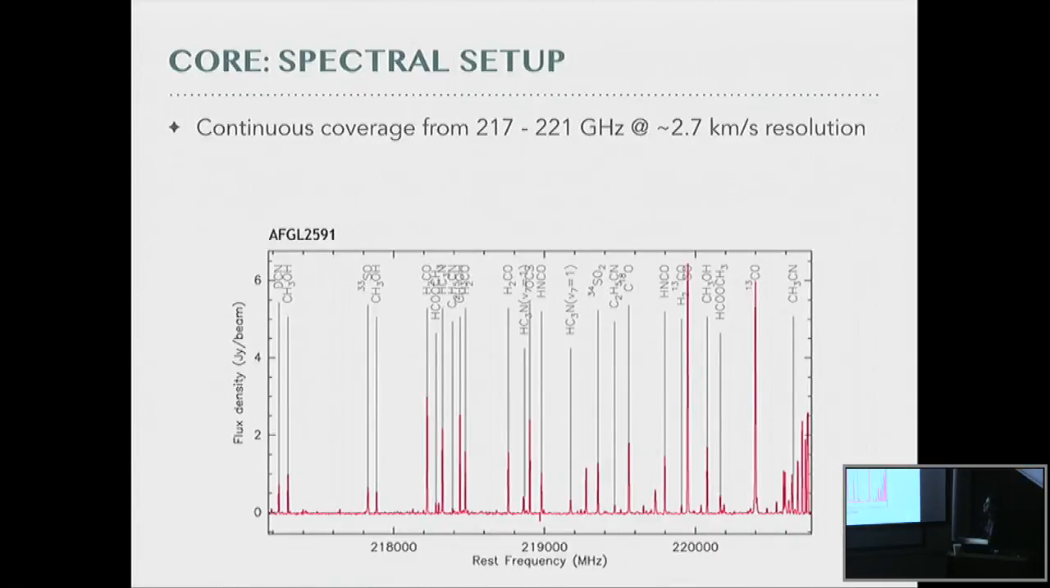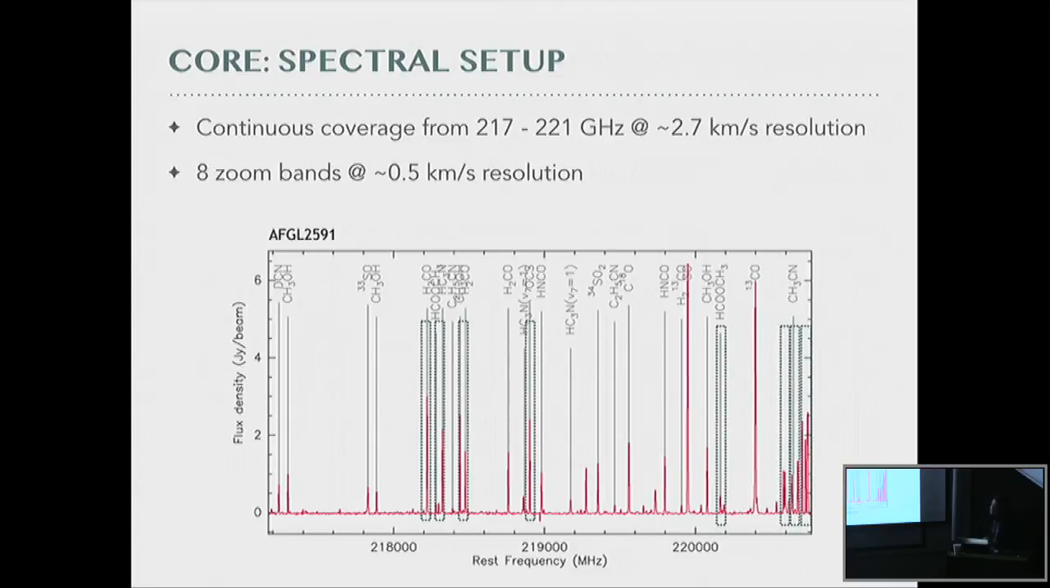Let me show you our spectral setup. We cover the range of 217 to 221 gigahertz continuously at a spectral resolution of 2.7 kilometers per second. Here's an example spectrum for AFGL 2591 for this regime. Then we have 8 zoom regions at a higher spectral resolution of 0.5 kilometers per second, which we have put on really interesting molecules like disk tracing molecules and so on.